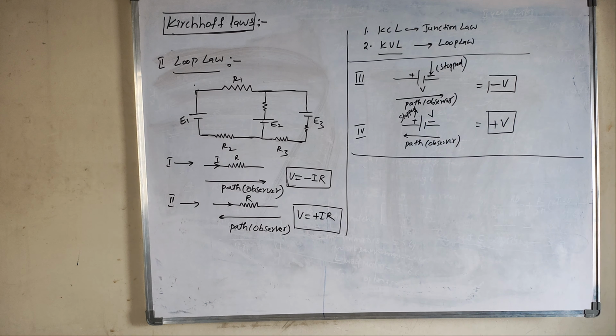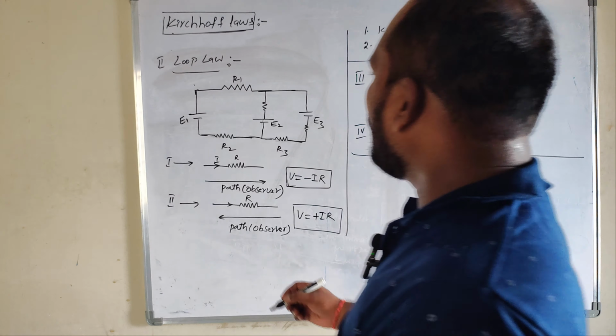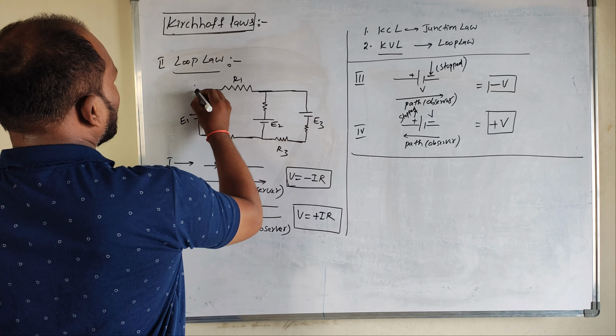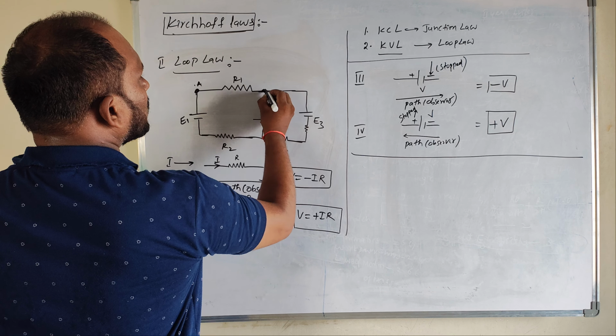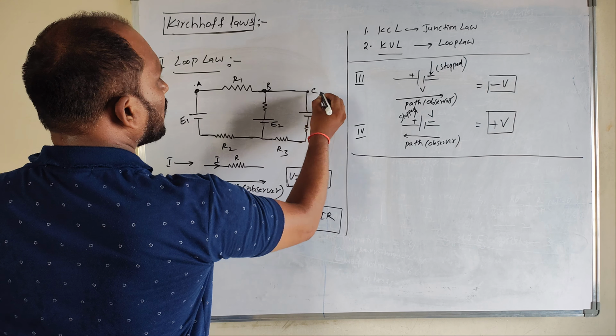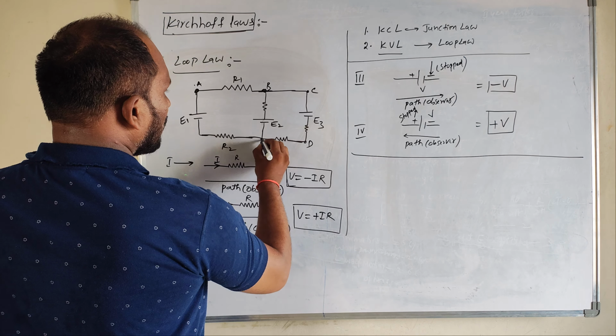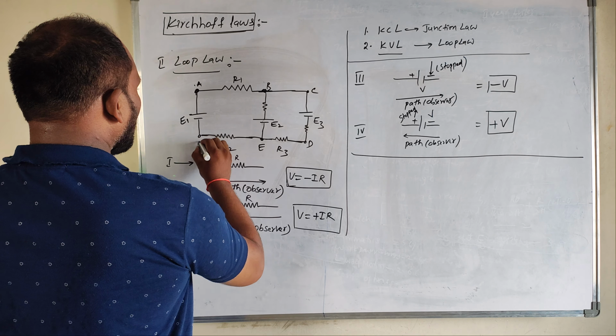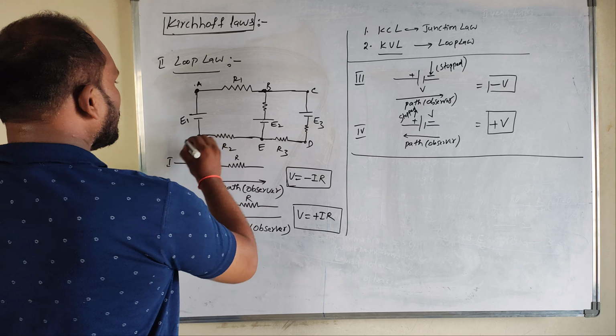So four rules I am applying for this one. First, we have to write down the junction points. Let us say A, B, C, D, E and F. So these are the junction points actually.